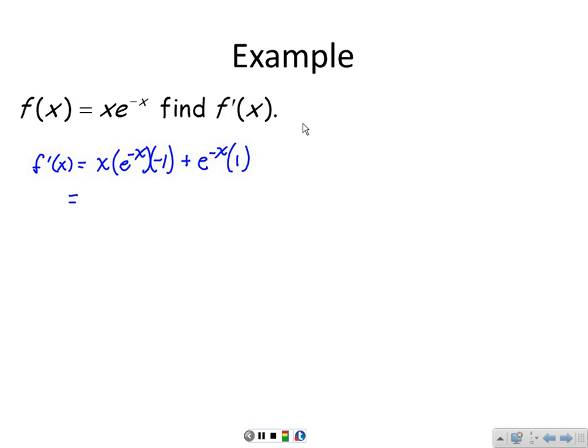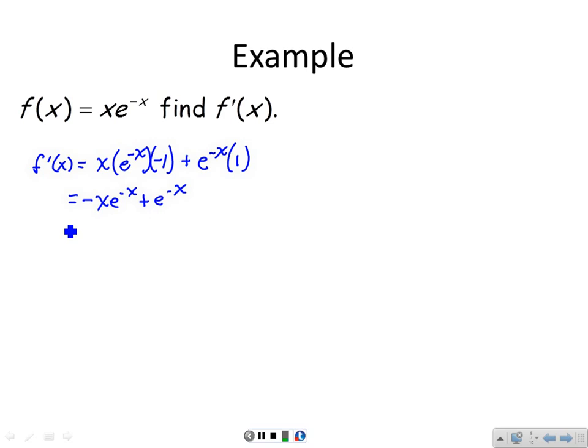When we clean this up a little bit, we're going to get negative 1x, just combining this negative 1 and this x, because it's a coefficient, so we're bringing it up front. So you have negative 1x e to the negative x plus e to the negative x.